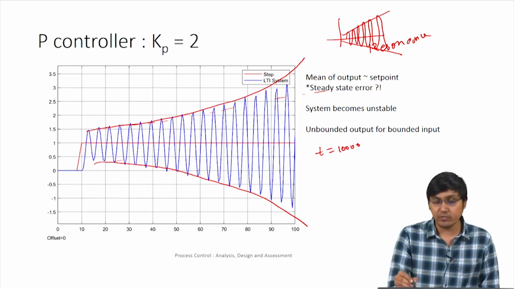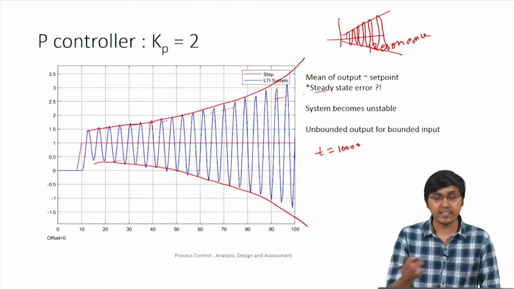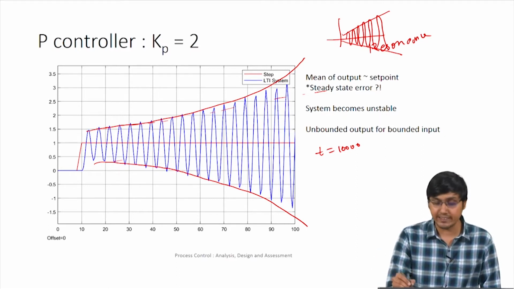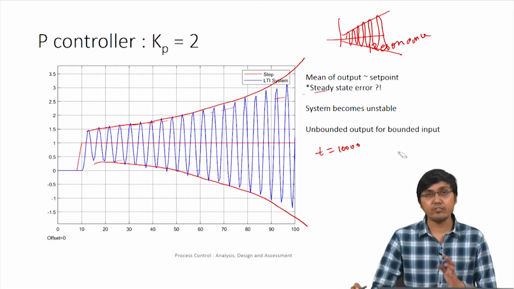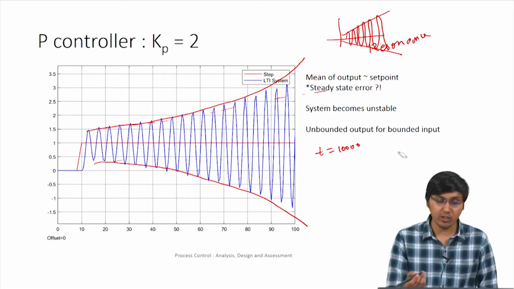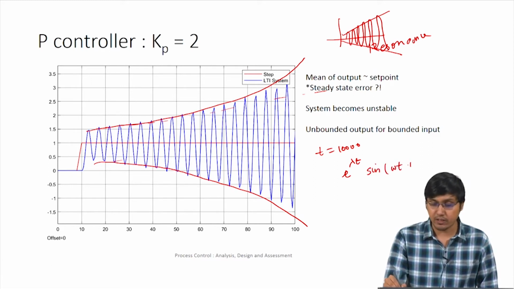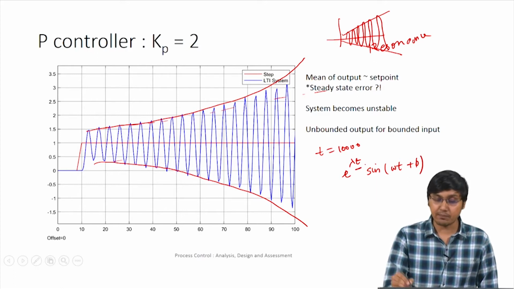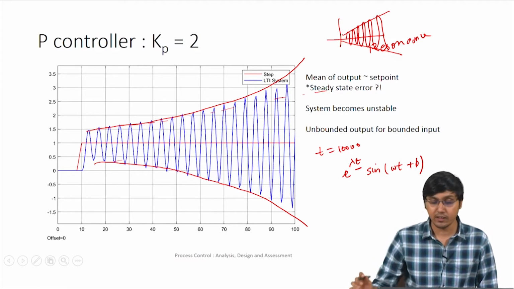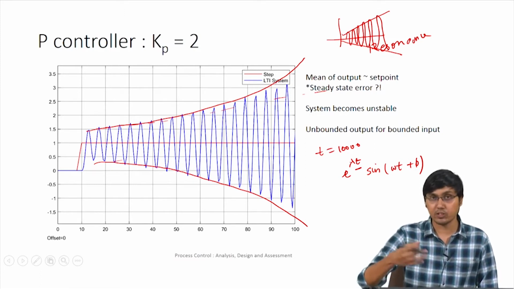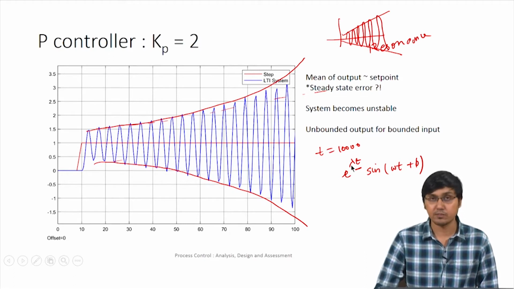If you look into the partial fraction way of analysis, basically what it means is we have introduced a pole on the right hand side of the S plane. From the partial fractions, we have introduced some term like e power lambda t times sine omega t plus some phi, and this lambda is a positive number. So the amplitude of the sine wave increases with respect to time. When time increases, the amplitude also increases. That is what we observed here.